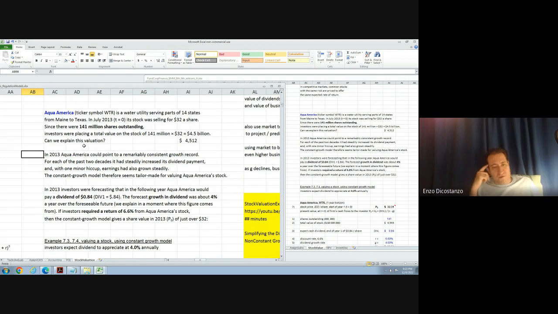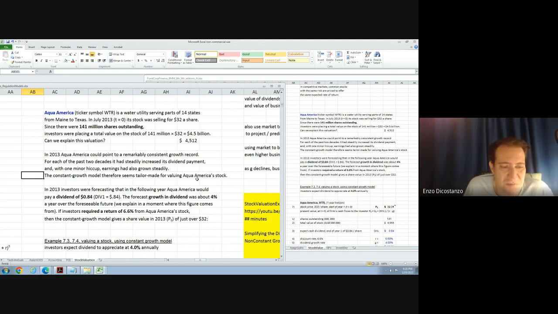It could point to a remarkably consistent growth record. For each of the past 2 decades, it has steadily increased its dividend payment, and with one minor hiccup, earnings have also grown steadily. Those are two big components for the Warren Buffett analysis of companies. Is it consistently paying a dividend? Are the earnings constantly growing? That kind of thing. And Buffett believes in not paying any dividends at all. He thinks he can do better with the capital than the investors can. That's how Warren Buffett looks at it, and he's right.